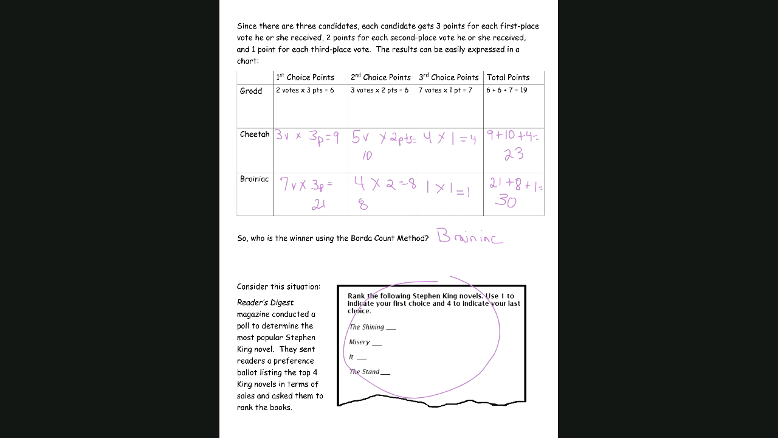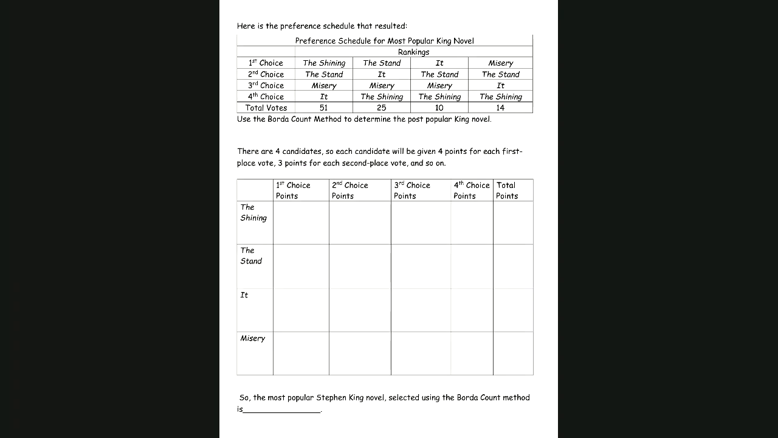So when they tallied up the results, they got the following preference schedule. There were 51 people who ranked the choices as Shining, Stand, Misery, and It. 25 who ranked the choices as Stand, It, Misery, Shining. 10 who ranked the choices It, The Stand, Misery, and Shining. And 14 who ranked the choices: Misery, The Stand, It, The Shining.